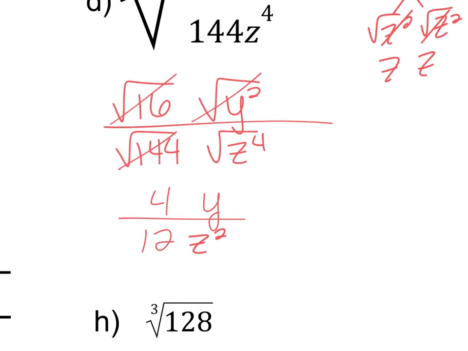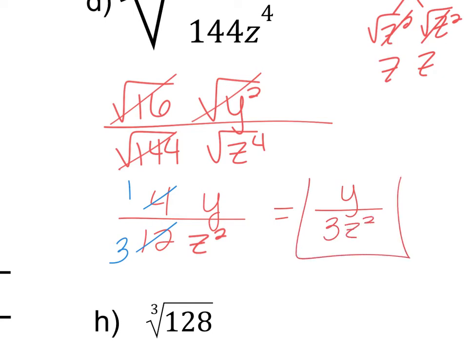Now are we finished? The answer is no, but we are close. 4 and 12 simplifies to 1 over 3. So your final answer is y over 3z squared.